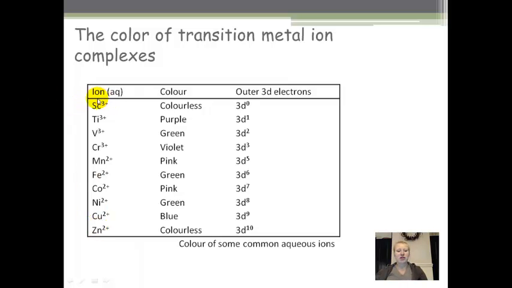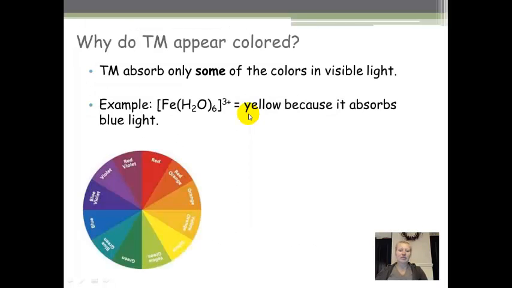For example, scandium and zinc, remember, we said are not transition metals, and they are colorless. But look at all these other transition metals that form these awesome colors in solution. You can see that they all contain a different number of d electrons. Here we have scandium with no d electrons. Here we have zinc with a full d subshell. But all these partially d-filled subshells all have beautiful colors.